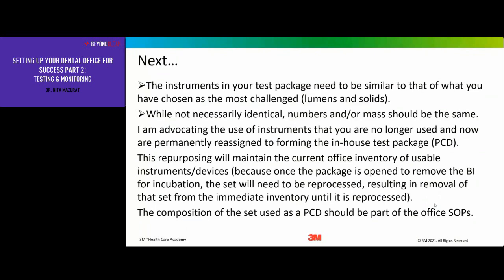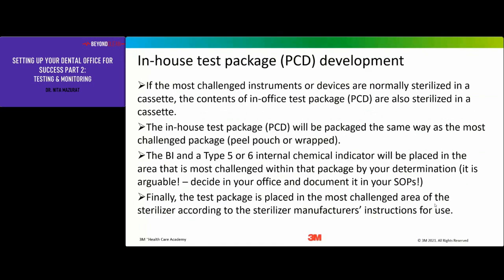If the most challenged instruments or devices are normally sterilized in a cassette, the contents of the in-office test package PCD are also sterilized in a cassette. They'll be packaged the same way as the most challenged package, whether that's peel pouch or wrapped, however it is that you're doing it. The BI and a type 5 or 6 internal chemical indicator will be placed in the area that's most challenged within that package.